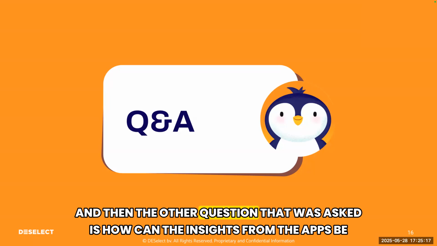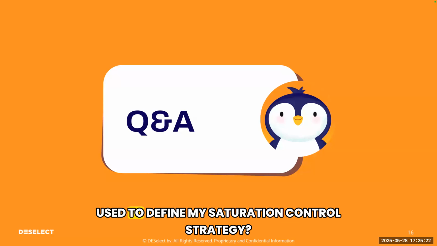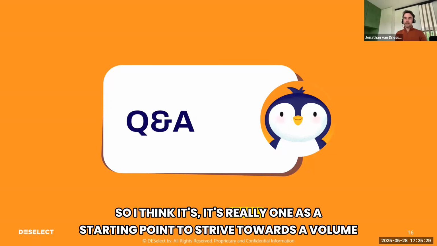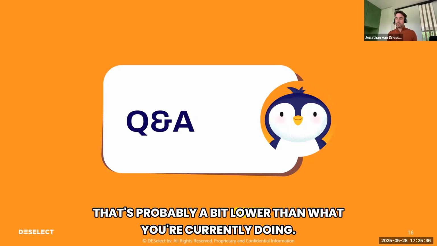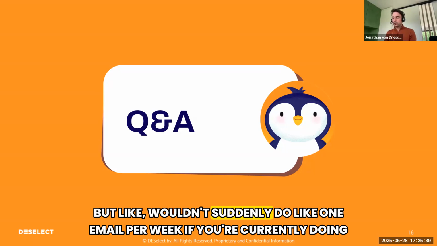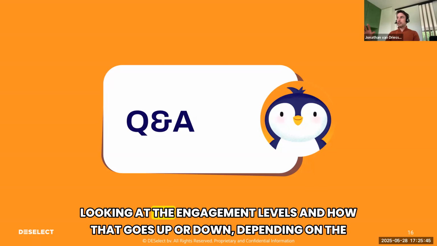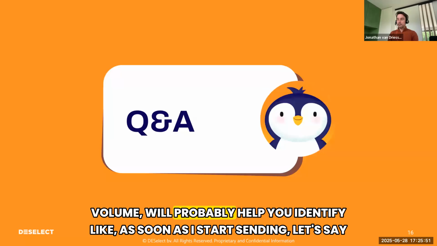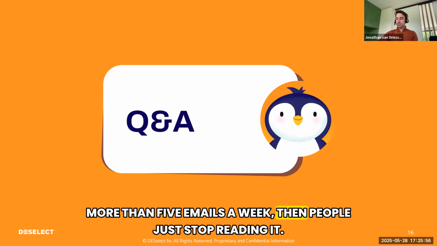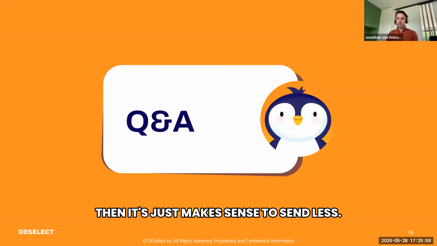And then the other question that was asked is, how can the insights from the graphs be used to define my saturation control strategy? Yeah. So I think as a starting point, strive towards a volume that's probably a bit lower than what you're currently doing, but I wouldn't suddenly do one email per week if you're currently doing 5. And then also looking at the engagement levels, and how that goes up or down depending on the volume, will probably help you identify, okay, as soon as I start sending, let's say, more than 5 emails a week, then people just stop reading it. So then it just makes sense to send less.